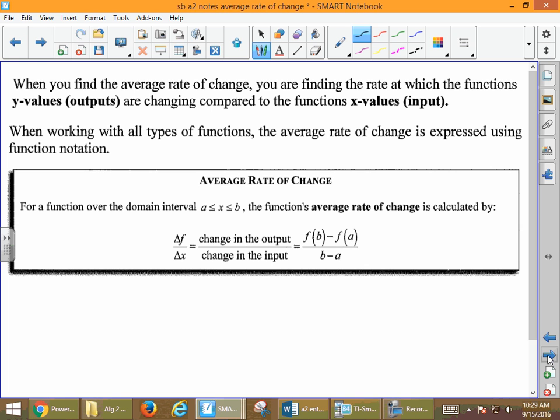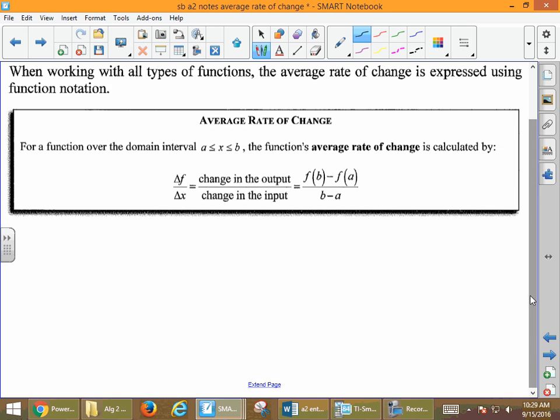So when we find the average rate of change, we're finding the rate at which the function's y values, the outputs, are changing compared to the x values. And what we're going to look at now is the formula for average rate of change in function notation. It's f of b minus f of a over b minus a.